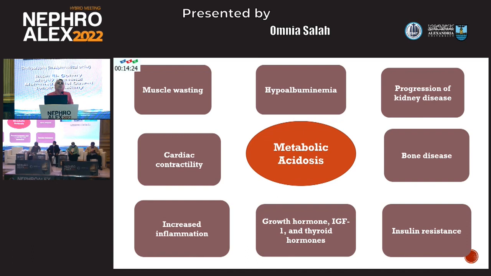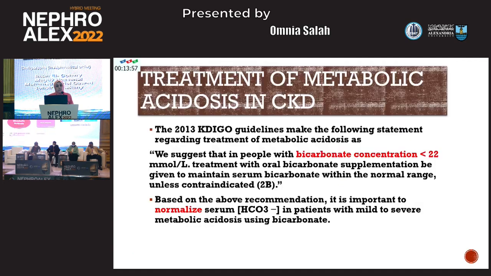Of course, metabolic acidosis has deleterious effects on the whole body systems, including hypoalbuminemia, progression of kidney disease due to induction of fibrosis, bone disease. As we know, the bone acts as a buffer for the acids. Insulin resistance: many renal patients have glucose intolerance due to metabolic acidosis. It decreases the level of growth hormone and IGF-1, increases the pro-inflammatory cytokines and inflammation, suppresses the cardiac contractility, and also leads to muscle wasting.